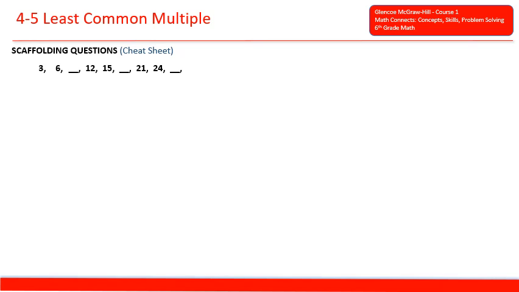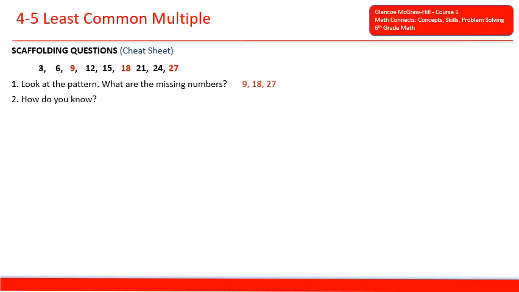Scaffolding questions. So we have numbers here. We have 3, 6, blank, 12, 15, blank, 21, 24, blank. Look at the pattern. What are the missing numbers? So 3, 6, 9, 12, 15, 18, 21, 24, 27. So 9, 18, 27 are our missing numbers.